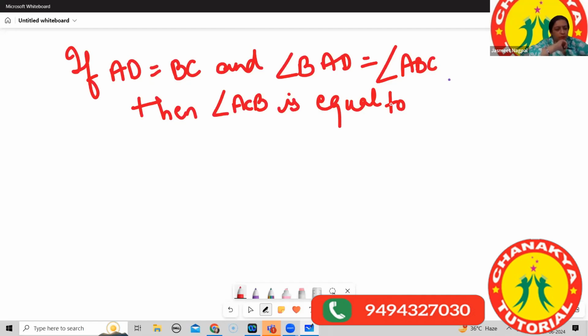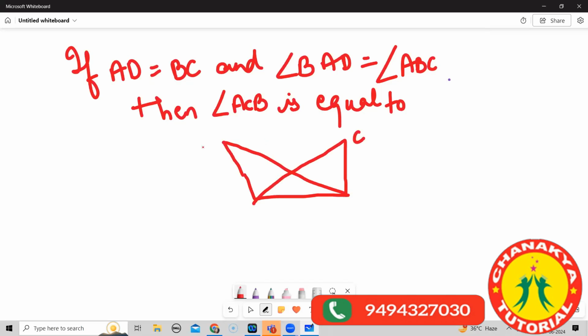Can you draw the figure also? Ma'am, this is the criterion SSS being used here, right? Yes. Ma'am, is angle ACB equal to ABD? But I think the figure is like that. Now you have to write the congruency parts. This is the figure.